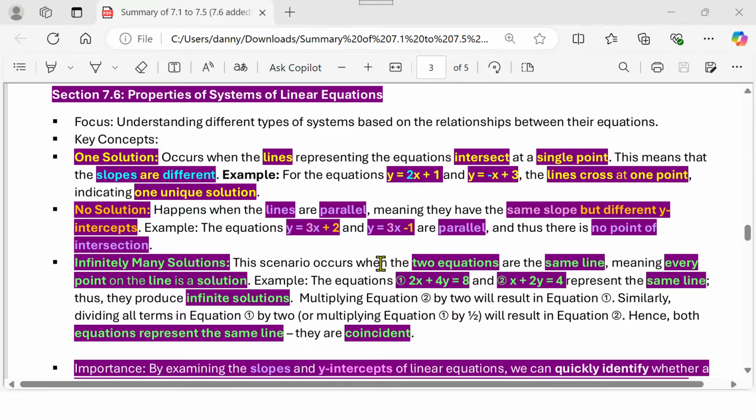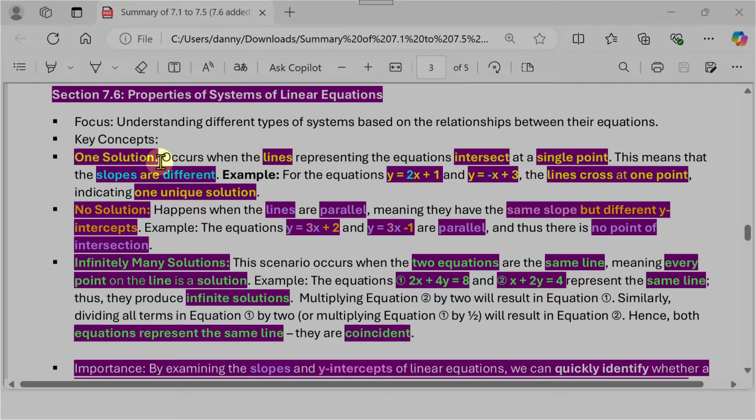And again, there are three possible solutions to any system of linear equations. You can have one solution, in which case the slopes are different. So you just put the equations in slope-intercept form, y equals mx plus b, and if the slopes are different, you're done. You know that there's one unique solution, because if the slopes are different, that means that the lines are non-parallel, and they'll eventually cross at an intersection and have one unique solution.